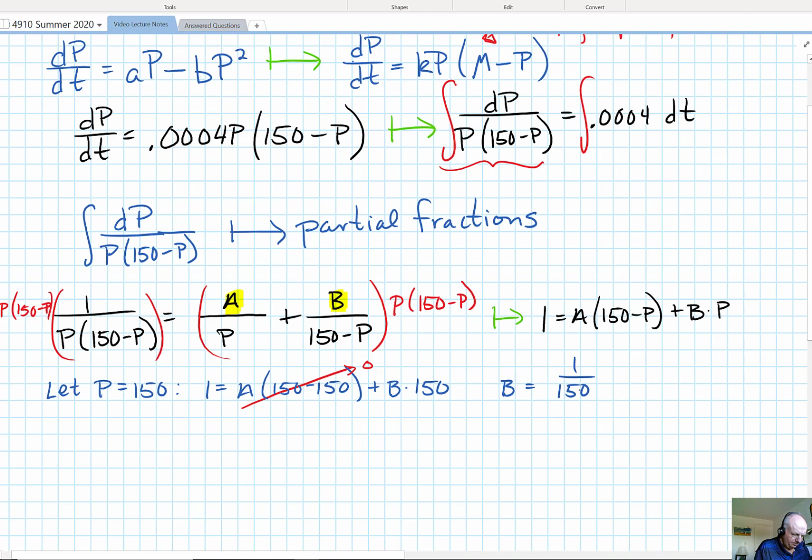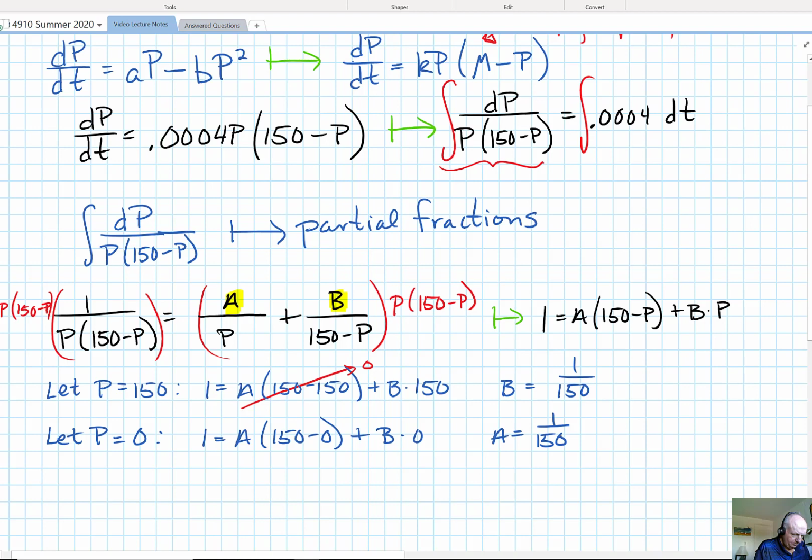Okay. In a similar way, if we carefully choose P again, and in this case let it be 0, we plug it in, we end up with 1 equals A times (150 minus 0) plus B times 0. We end up with A equals 1 over 150. Okay, pretty nice. Those become our values for A and B.